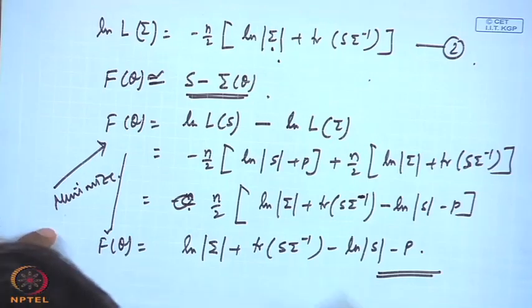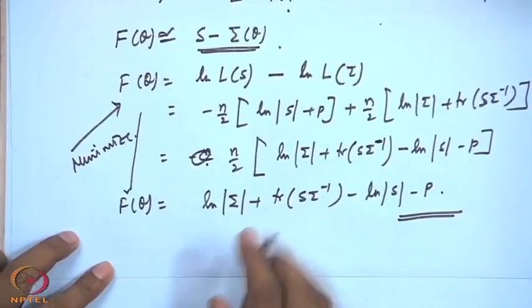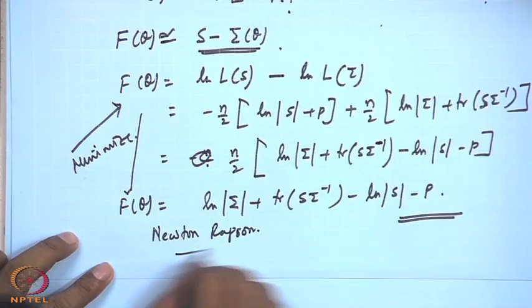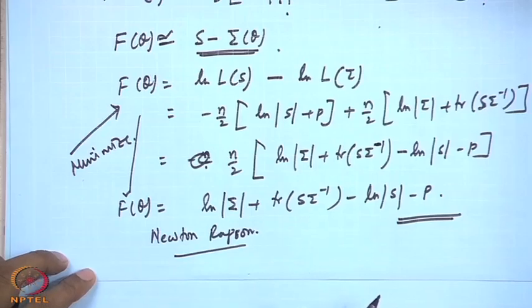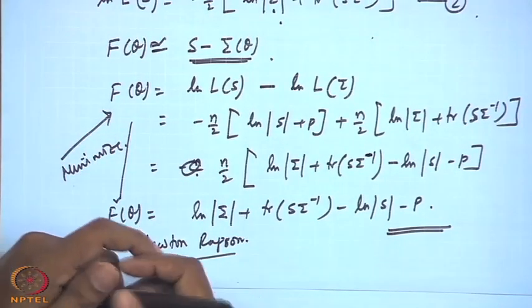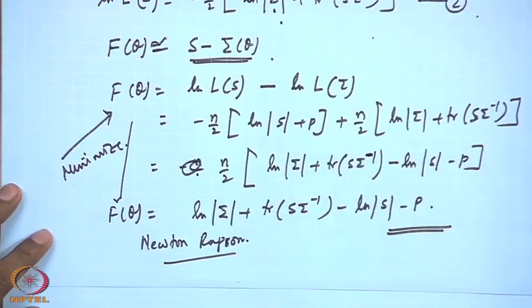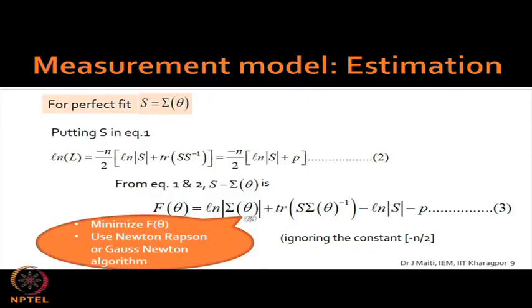It is a nonlinear problem, so you have to use Newton-Raphson or a similar numerical optimization method. So, this is, in a nutshell, the parameter estimation in the case of confirmatory factor analysis, which is basically our measurement model. And you see here, this is f theta, log sigma theta plus trace of this, ignoring the constant. Ultimately, minimize this using Newton-Raphson or Gauss algorithms.